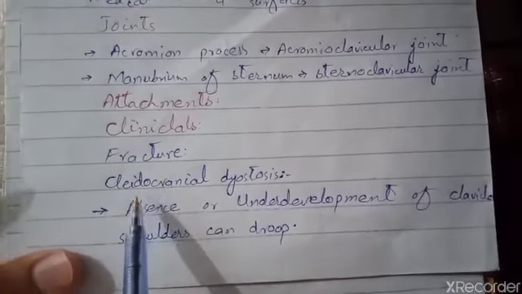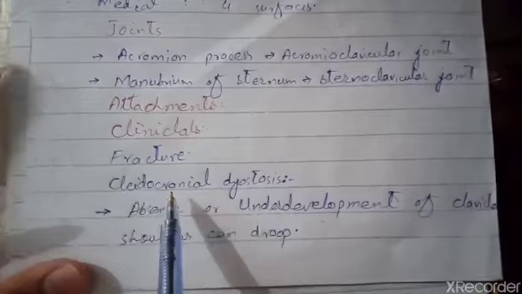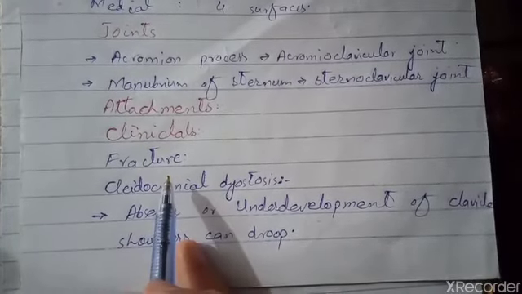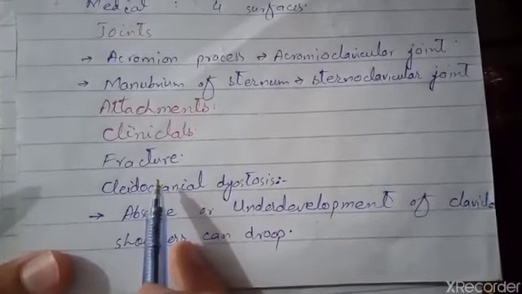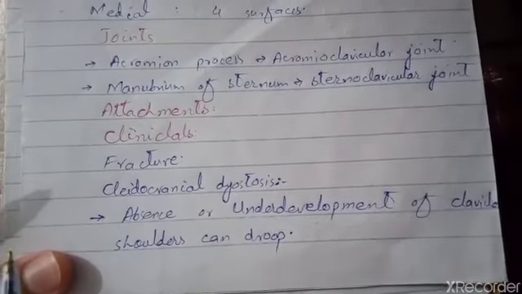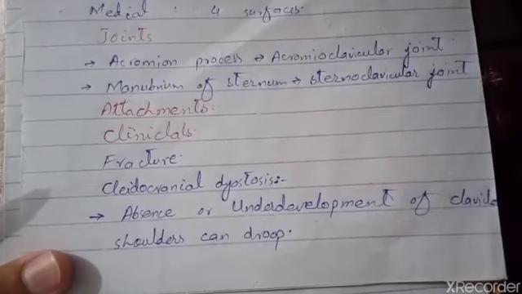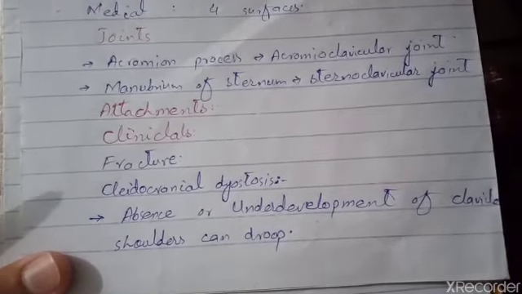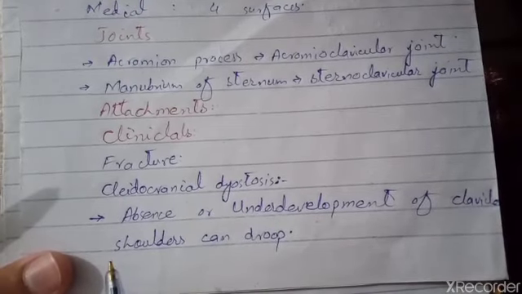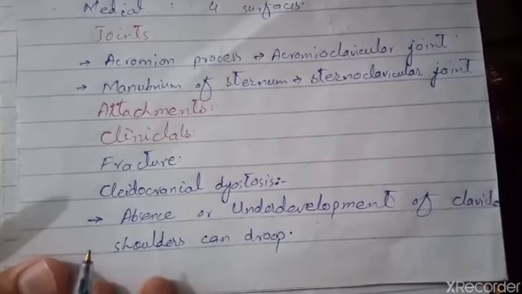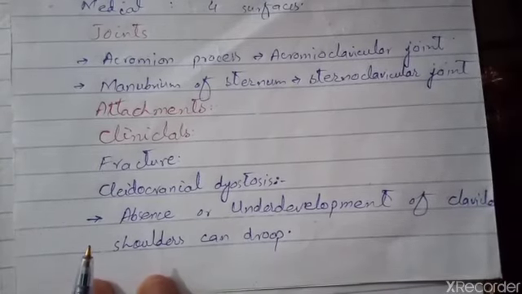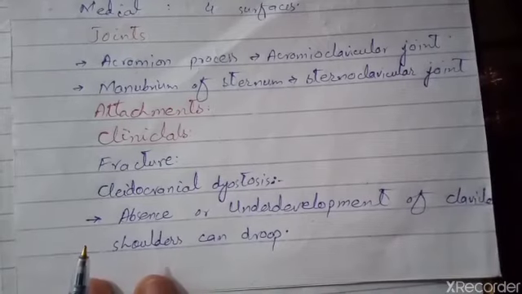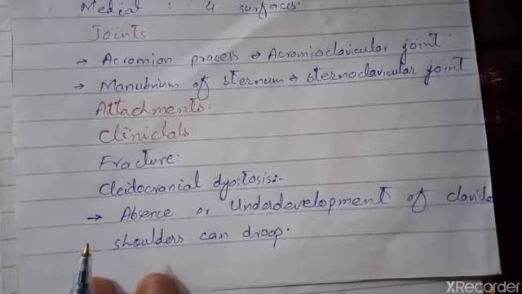Sometimes the bone is fractured, and why does this fracture occur? This fracture occurs when we fall with an outstretched hand, right? This outstretched hand fall results in the fracture of the clavicle. The fracture site is the junction between the medial two-third and lateral one-third, right? This fracture results in the depression of lateral one-third and elevation of medial two-third, and this is also a landmark and symptom to identify the fracture of clavicle.